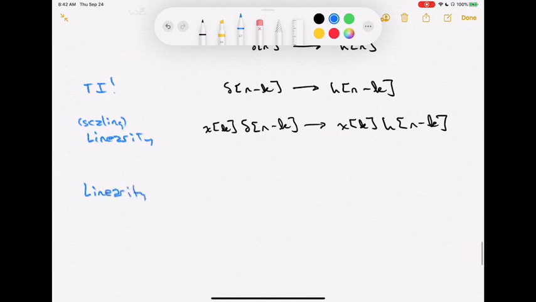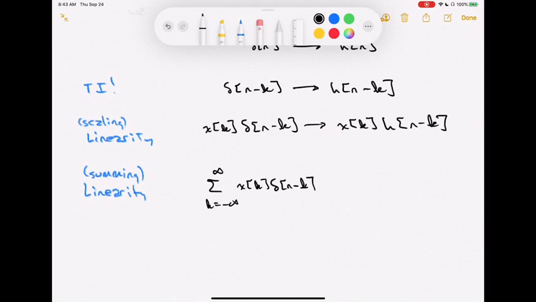Linearity not only has a scaling part, but it has a summing part. So I could do that for a bunch of different values of k. I could sum up over an infinite number of k's and add those all together, and I would get the same thing on the output. So I'm going to have a sum, k going from minus infinity to infinity, of x of k delta n minus k, right? Linearity says that that's just going to give me the same linear combination.